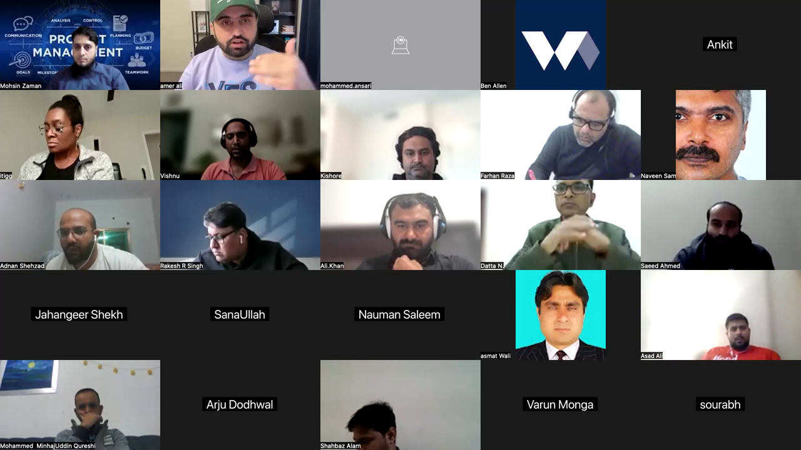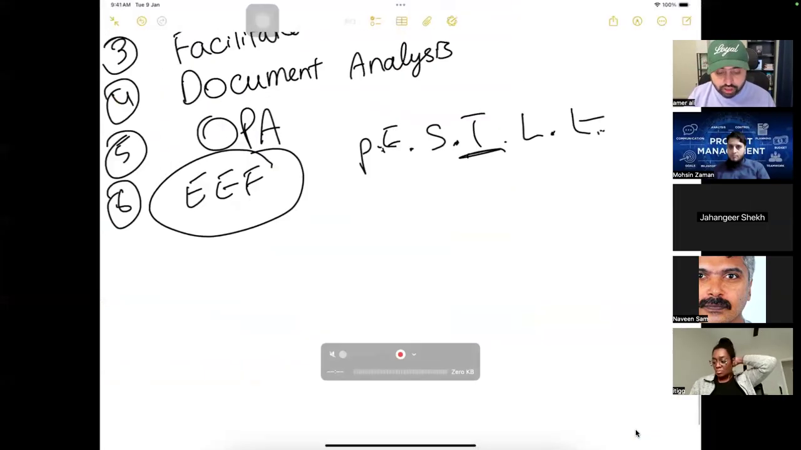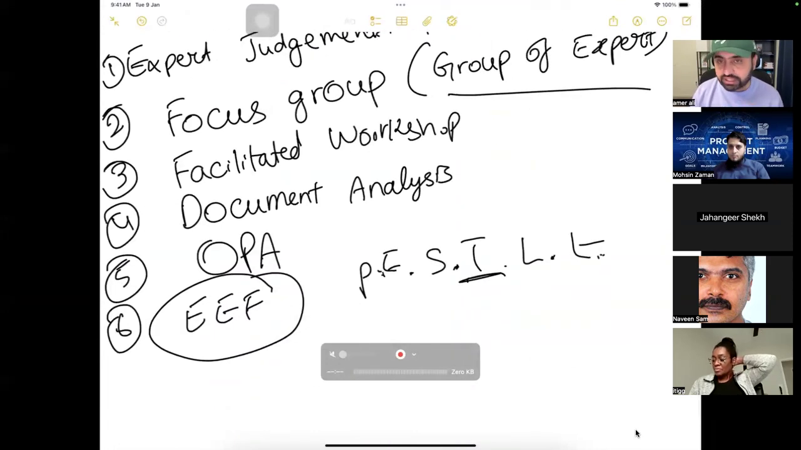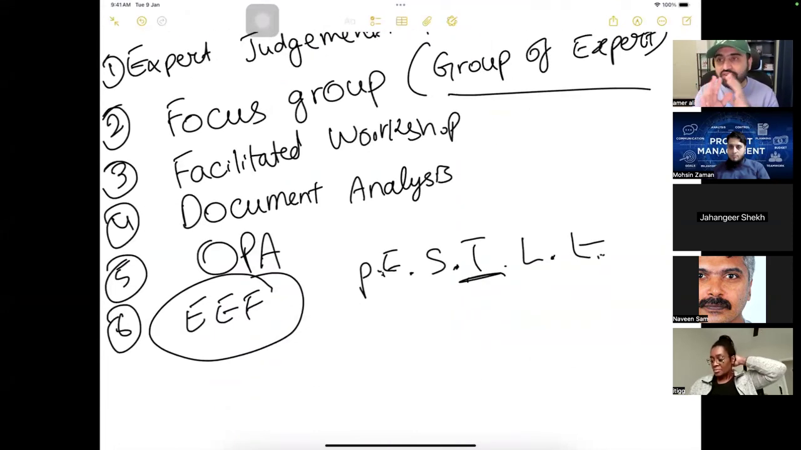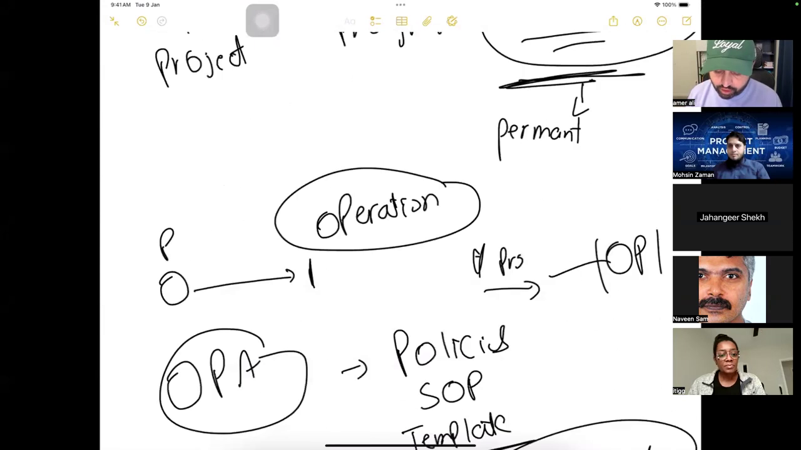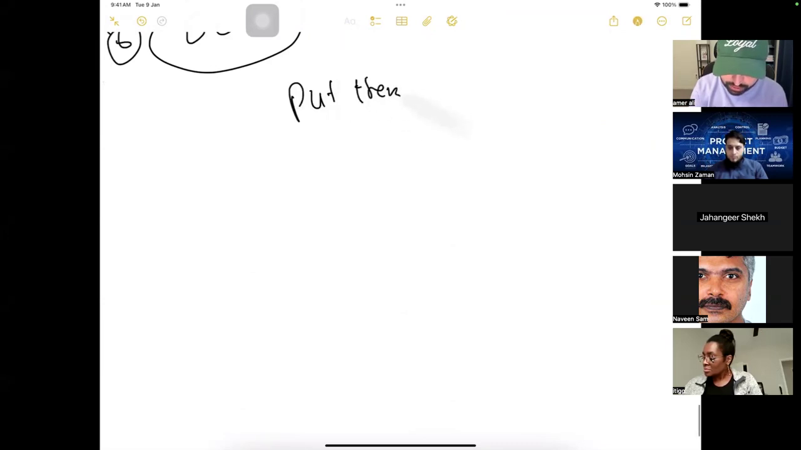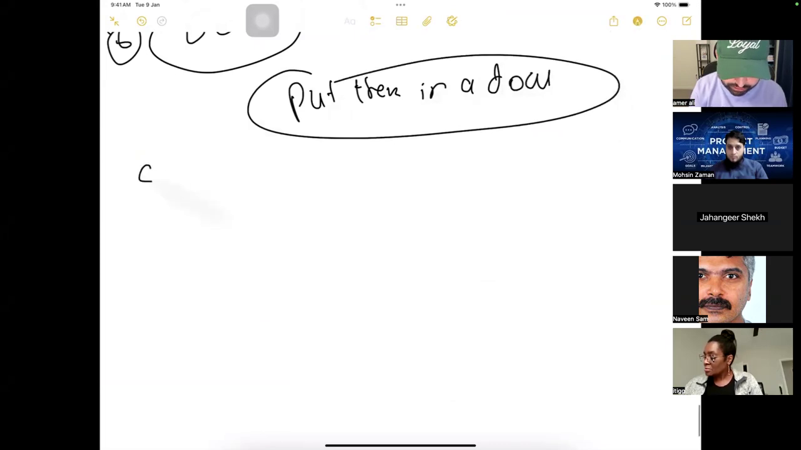So we discussed, we used expert judgment, then focus group, then workshop, right? Then document analysis, OPAs, EEFs. We have identified these stakeholders. We put these stakeholders in a document that is called stakeholder register.